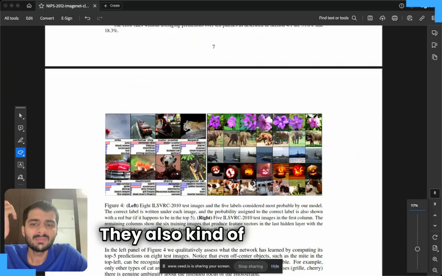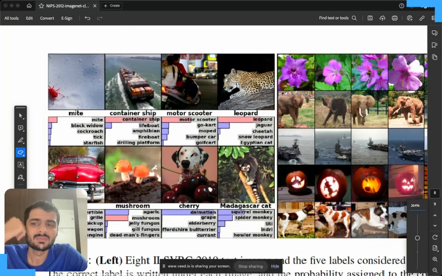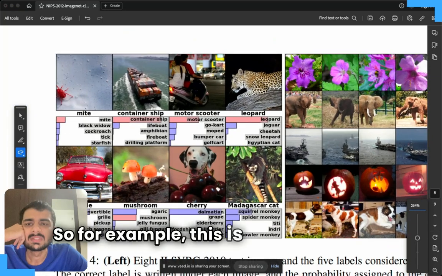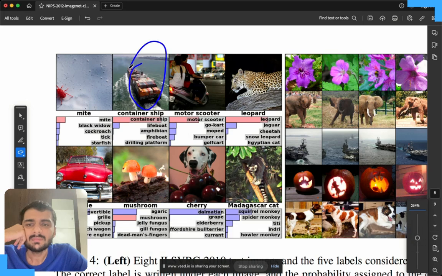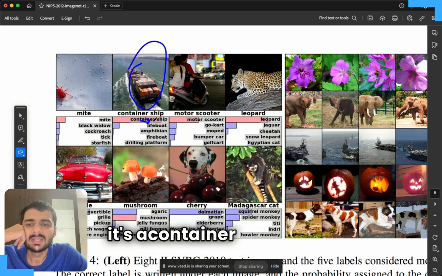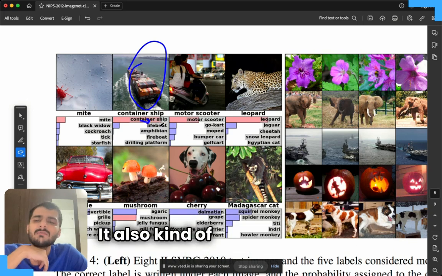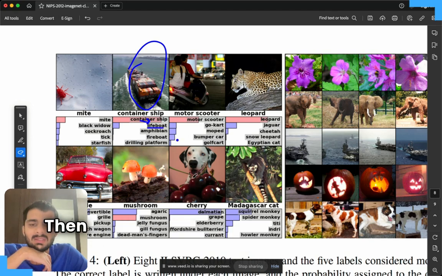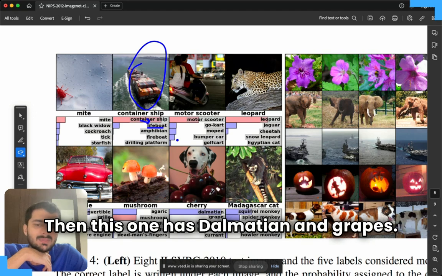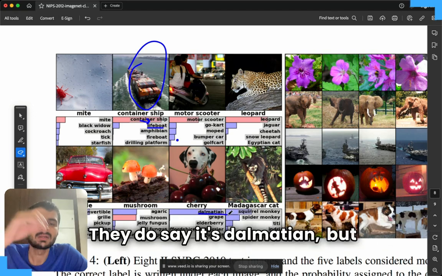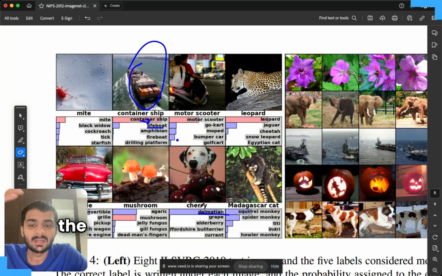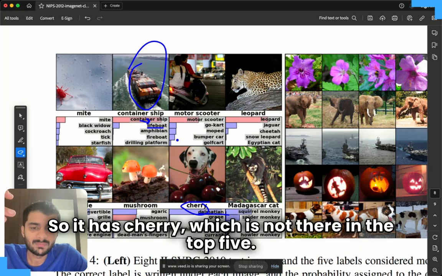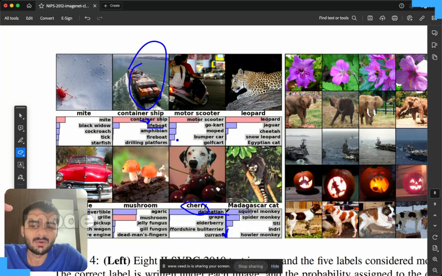They also kind of mentioned how their algorithm performs. So, for example, this is a container ship. So, with highest probability, they do predict it's a container ship, but it also kind of represents a lifeboat or a fireboat. Then this one has Dalmatian and grapes both. They do say it's Dalmatian, but the correct answer is cherry actually. Yeah, so it has cherry, which is not there in the top five. So this would be an error in their model.